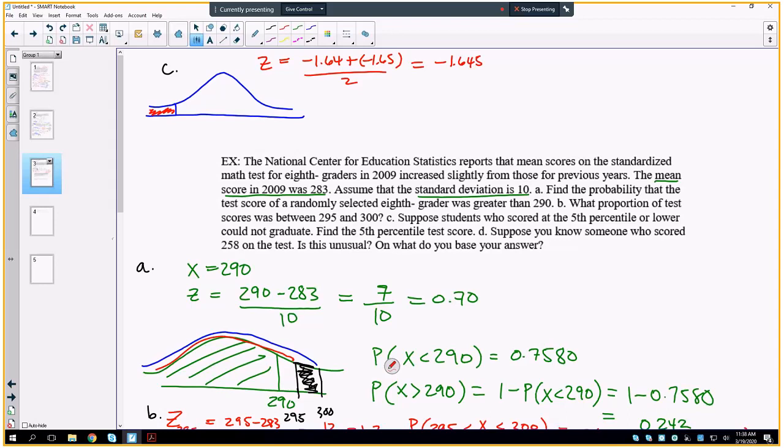And we just need to convert that into the test score. We need to convert from z to x. So we say that x then is 1.645, that's the number of standard deviations. We multiply by the standard deviation, which is 10, and we add the mean, 283. So that's minus 16.45 plus 283. And that should give us 266.55.